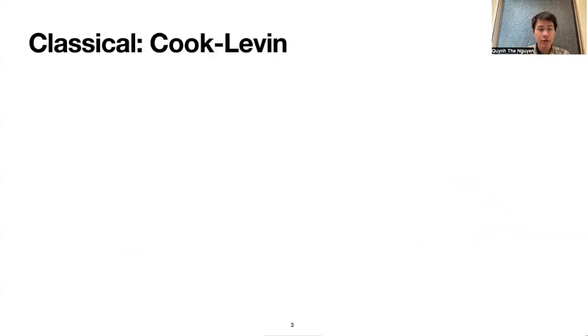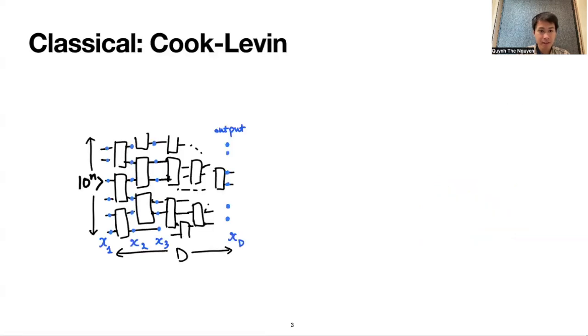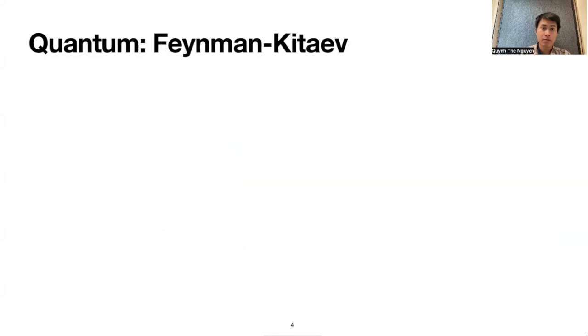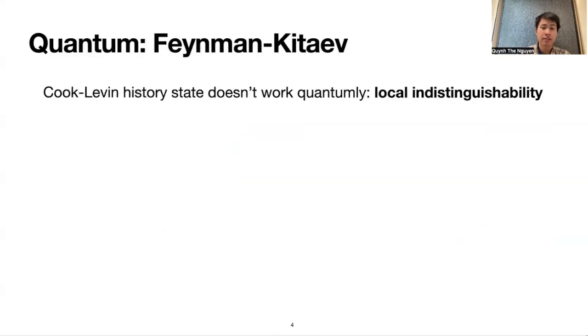So classically, we can do this by the Cook-Levin mapping. In this mapping, we place a bit on each wire in the circuit, and the Cook-Levin Hamiltonian is a poly-Z Hamiltonian, such that the ground state is a bit string that is the concatenation of the intermediate states of the computation. Quantumly, we cannot do this Cook-Levin style history state because of the local indistinguishability of quantum states.